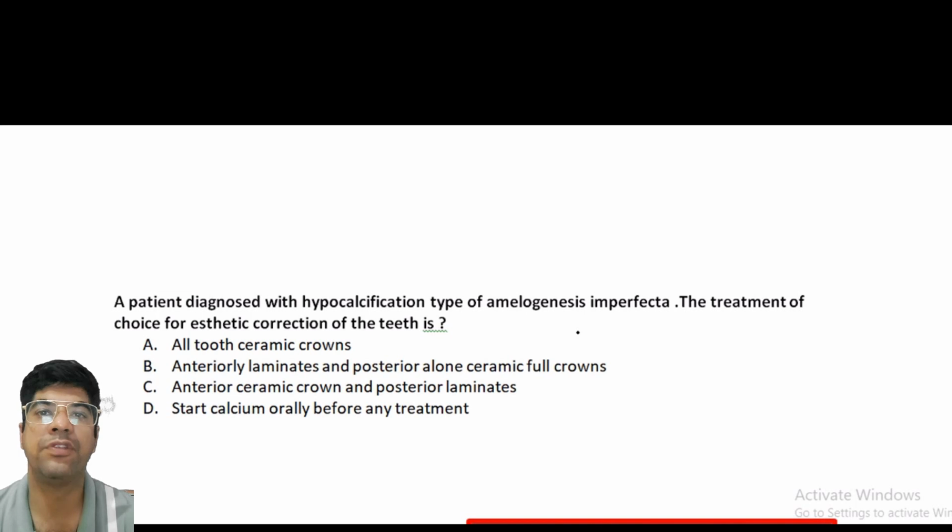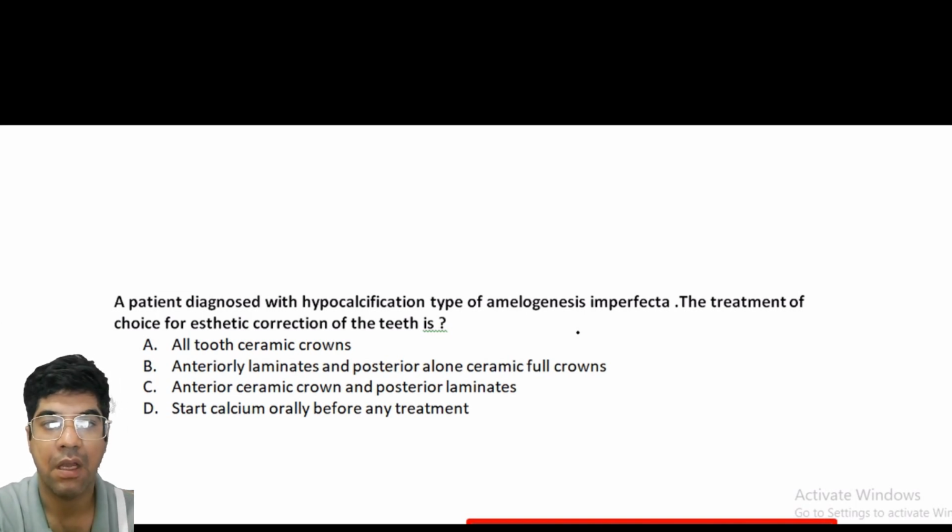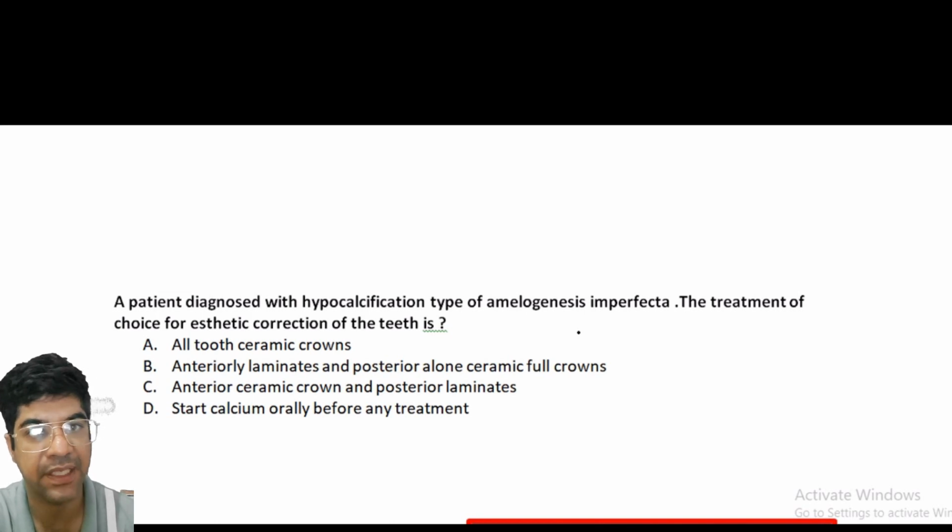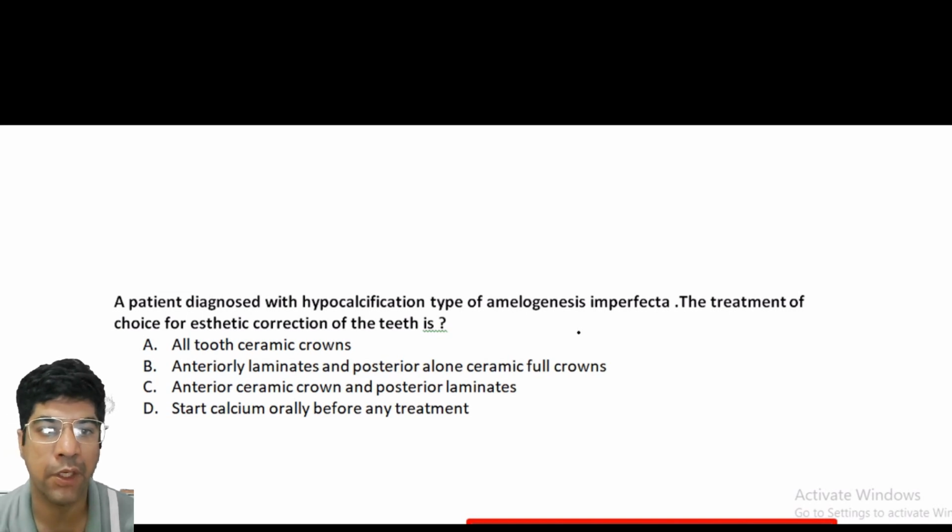A patient diagnosed with the hypocalcification type of amelogenesis imperfecta, the treatment of choice for aesthetic correction of teeth is, yes, anterior. The option would be anterior laminates and posterior ceramic full crowns. So the treatment is the anterior laminates. When the front teeth are more affected, patients require improved aesthetics, while the posterior teeth can be restored with ceramic full crowns for durability.